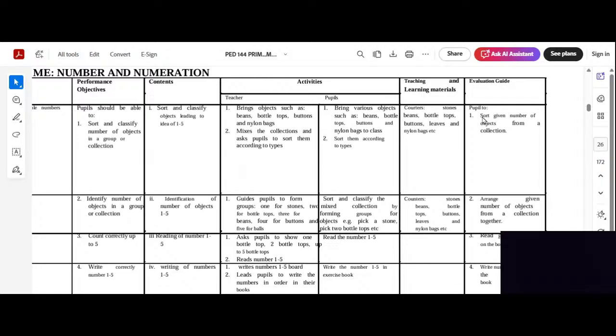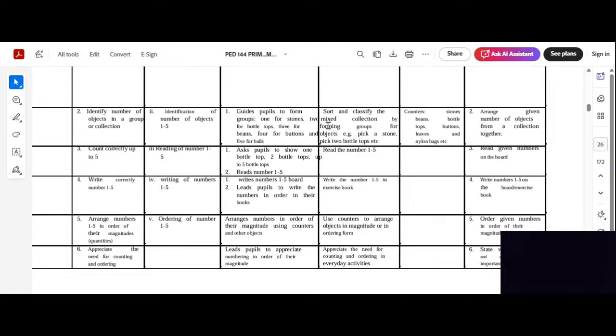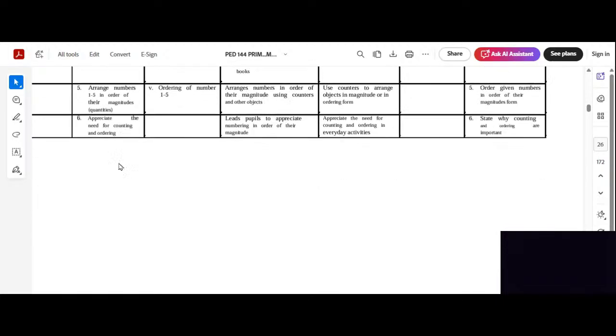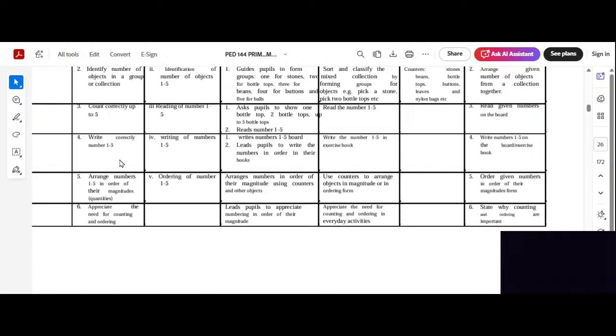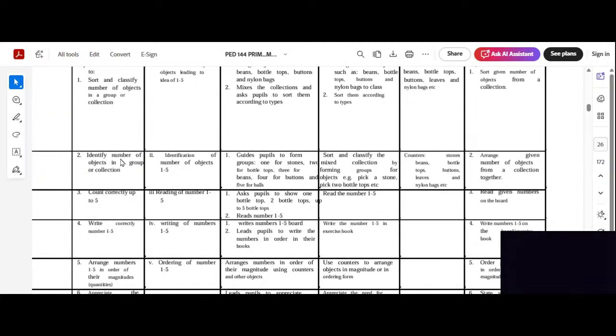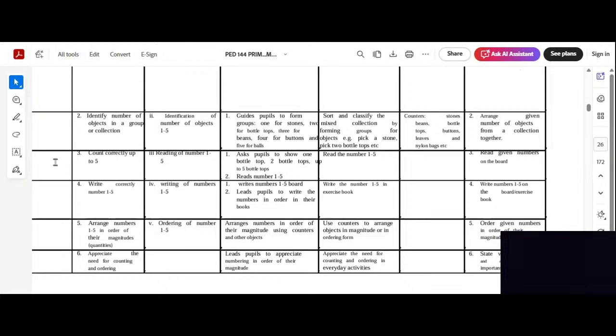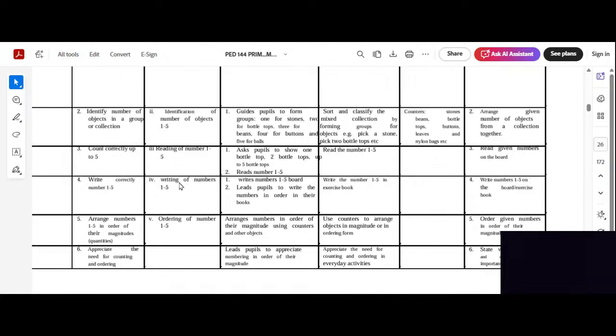Now the evaluation guide: pupils to sort a given number of objects from the collection. Then we have the circuit splitting. I'll look for the complete listing. You don't even know the topic you want to teach them now, so reading this thing is not valid. You don't know the topic.